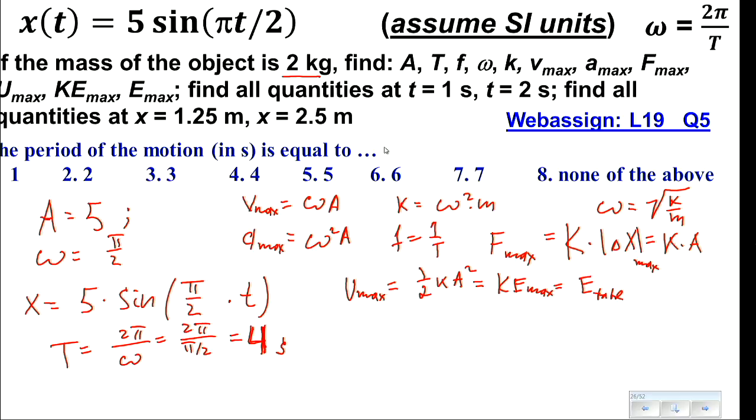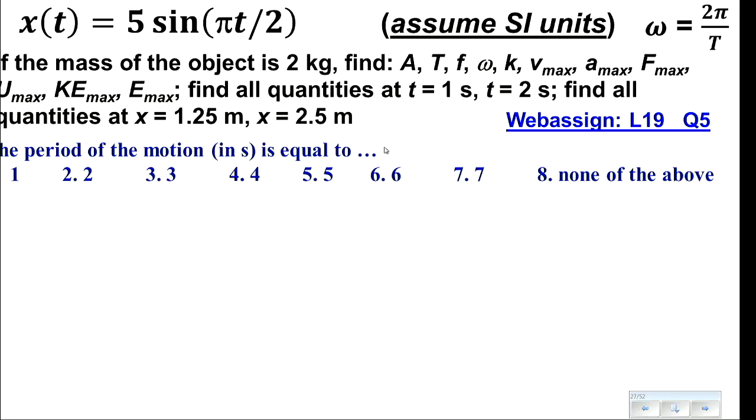So this part is very simple. Now, find different quantities at different times. Well, that requires an equation. Well, this equation is given. If we need an equation for velocity, we have to go back in time to see a set of equations.